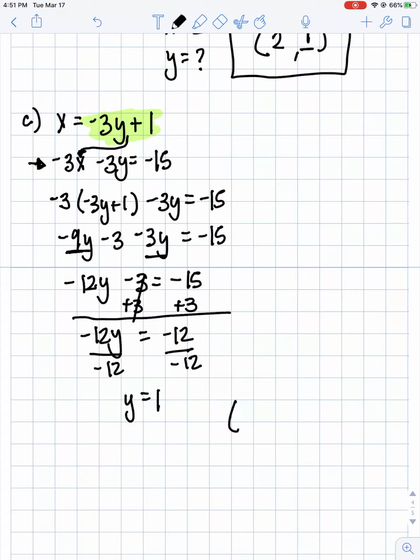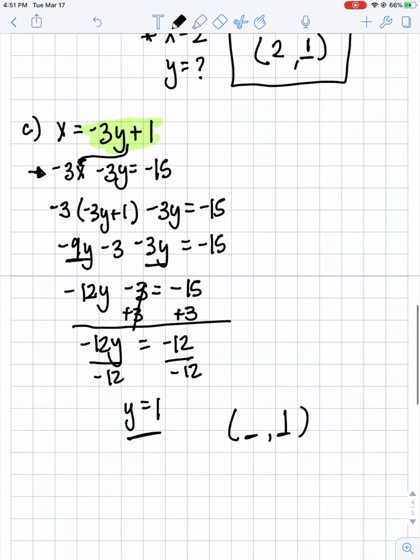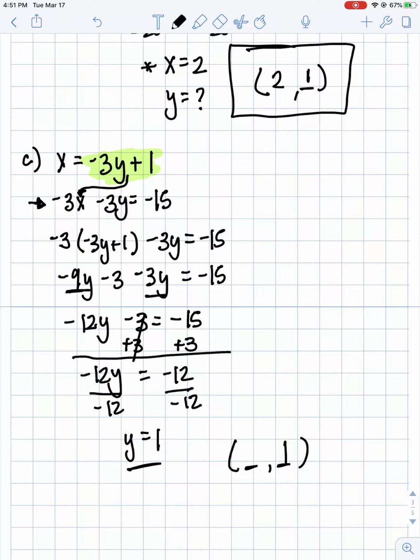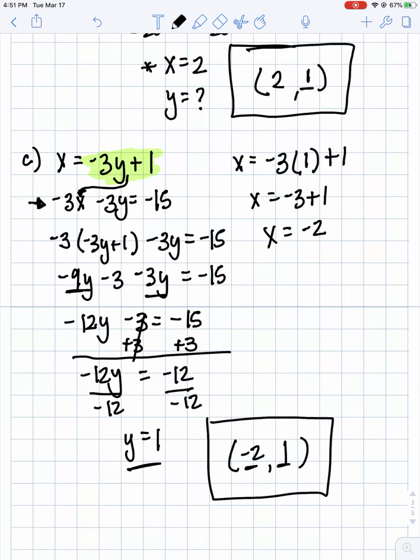Okay? And again, this time we know y, but you and I both know in order to write an ordered pair, we have to have an x and a y. Y we said was 1, which means I need to plug my y in to find my x. So go back to that highlighted region. X is negative 3y plus 1. So x is negative 3 times, what the heck is y? 1, plus 1. X equals negative 3 plus 1. And you and I both know that negative 3 plus 1 is negative 2. So x is negative 2. So there is my magical ordered pair.